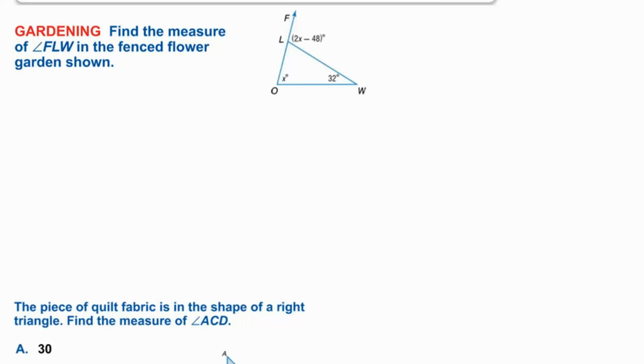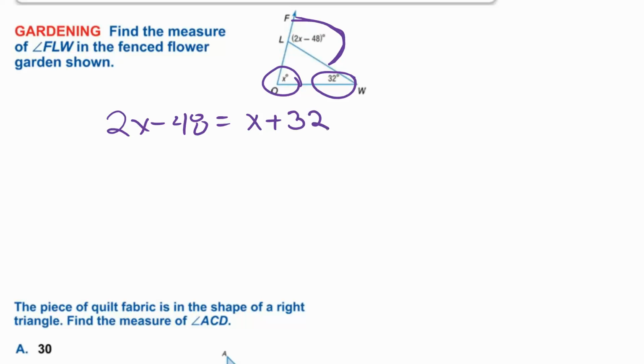In the first problem, we're asked to find the measure of angle FLW. So we're asked to find the measure of this, which is an exterior angle. So I know that the exterior angle is equal to the sum of the two remote interior angles, the angles that do not touch the exterior angle. So it would be x plus 32. Subtracting x from both sides, I would have x. Adding 48 to both sides, I would have 80. So I know that x equals 80.